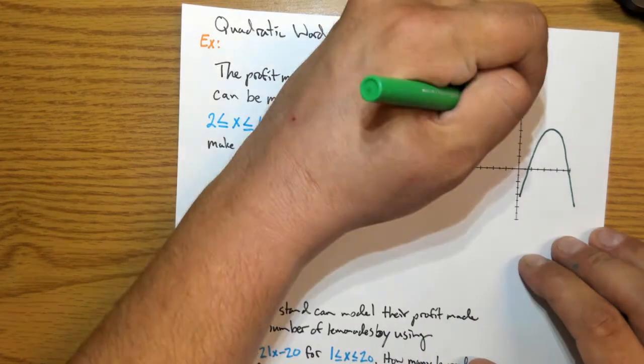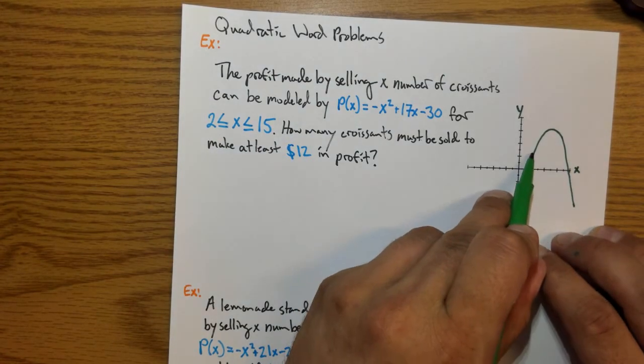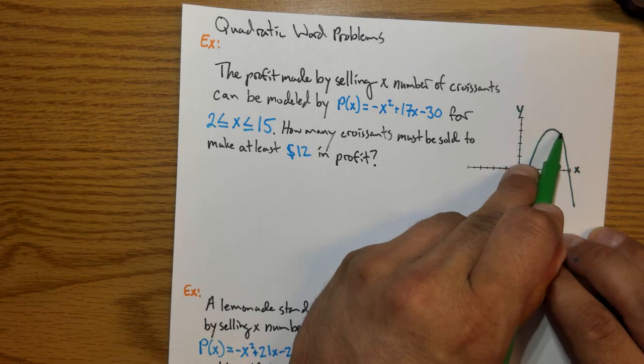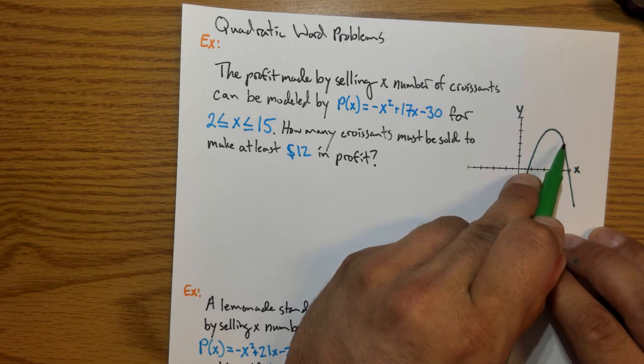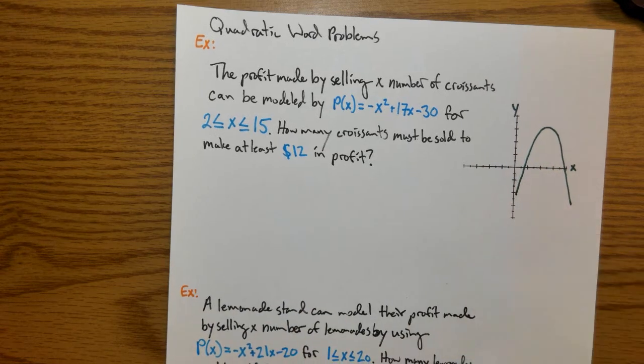So the y is profit, x is number of croissants. As we make more and more croissants, we make more and more profit until we hit a point where when we actually start selling more croissants, the profit actually goes down. And that could be a function of cost, of product cost, right? Or labor cost, anything like that.